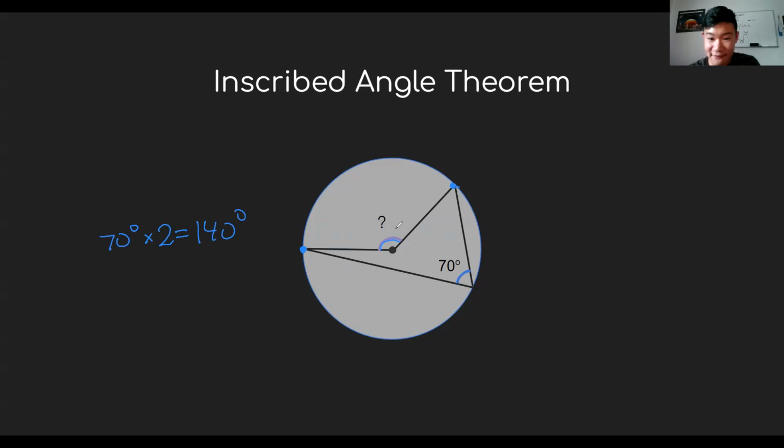And vice versa, if I didn't know this 70, and I knew this 140 up here, if I knew the central angle was 140, all I could do is 140 divided by 2, and that would give me 70 degrees down here. Okay. So, last one.